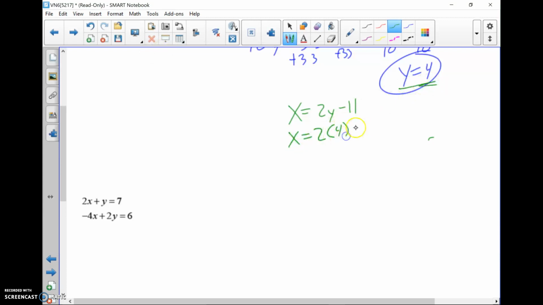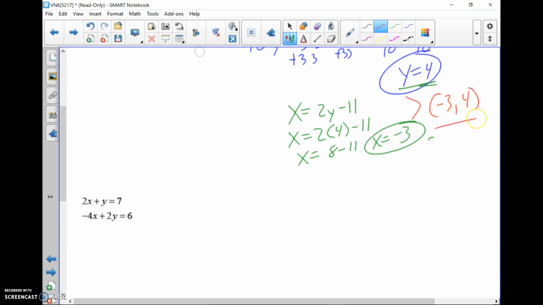So 2 times y is 2 times 4 minus 11. That's x equals 8 minus 11. x equals negative 3. Together, this is the point negative 3 comma 4, x comma y.